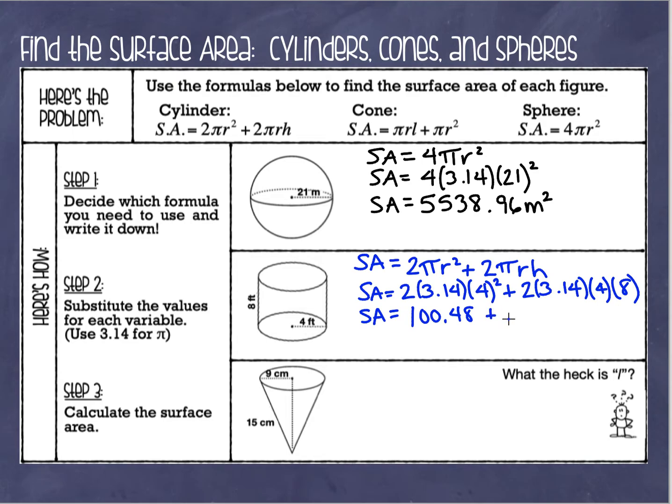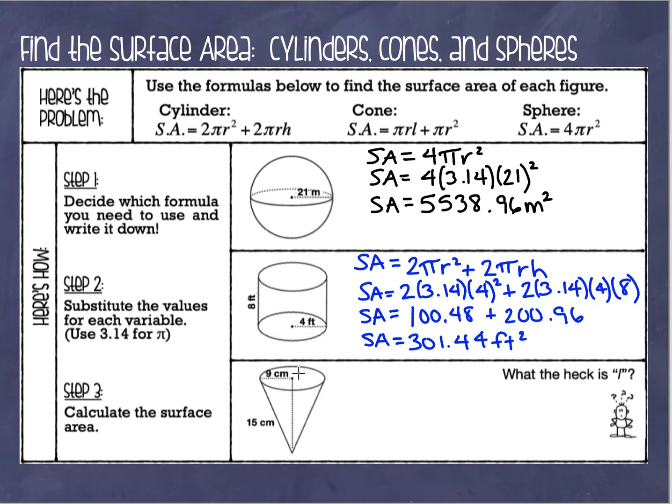Then we'll bring down that plus sign, and now let's multiply the second part. So 2 times 3.14 times 4 times 8, and that's going to give us 200.96. And then the last thing we'll do is add these two together. So I'll add 200.96 plus 100.48, and that gives us 301.44, and it's feet squared.